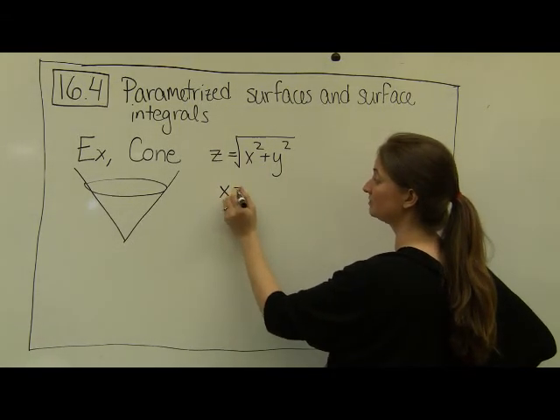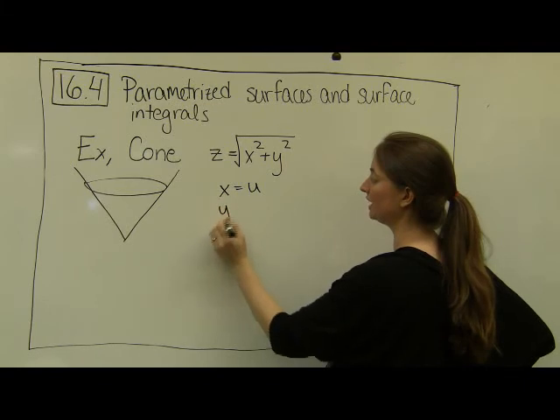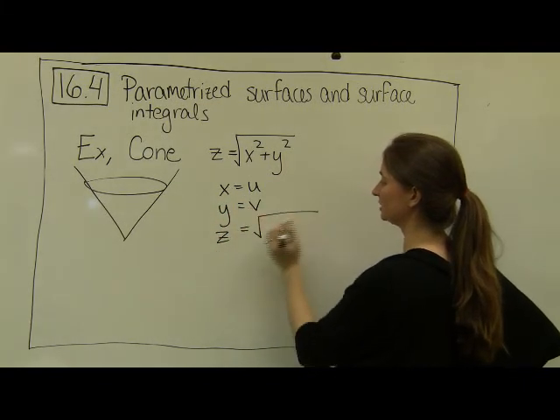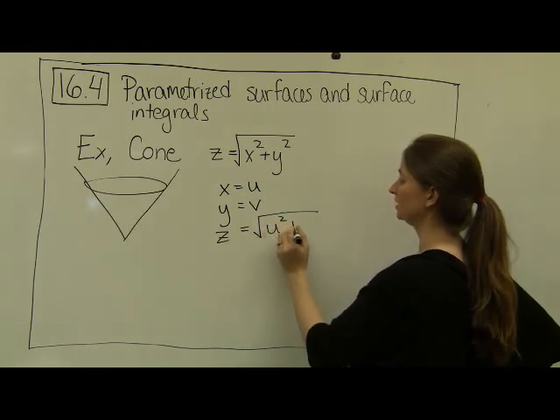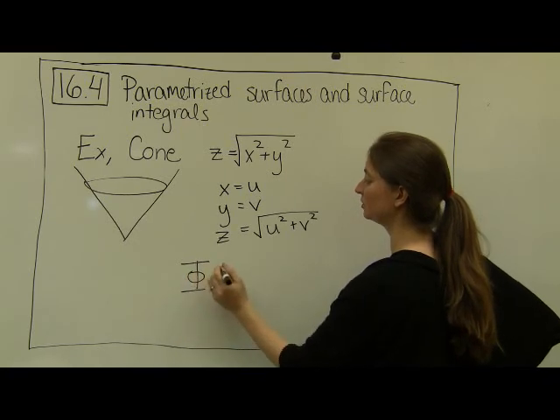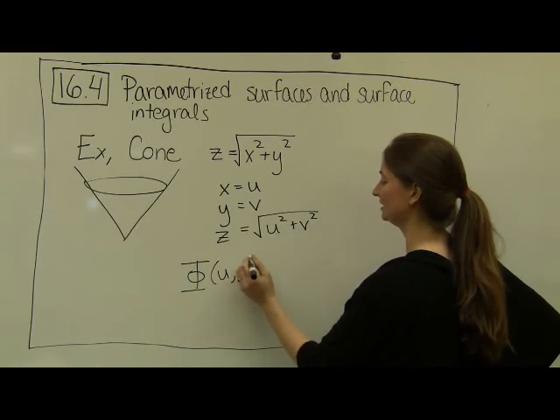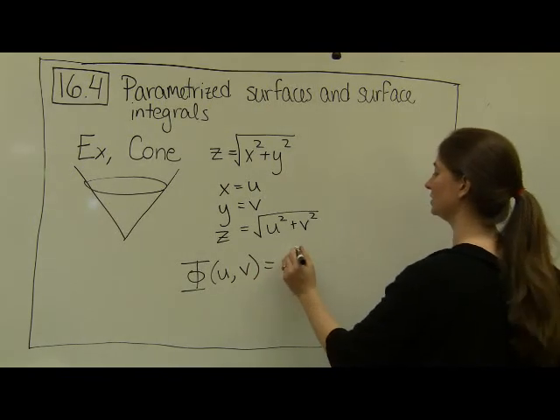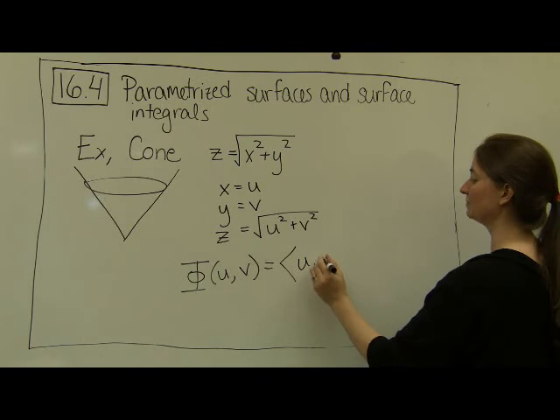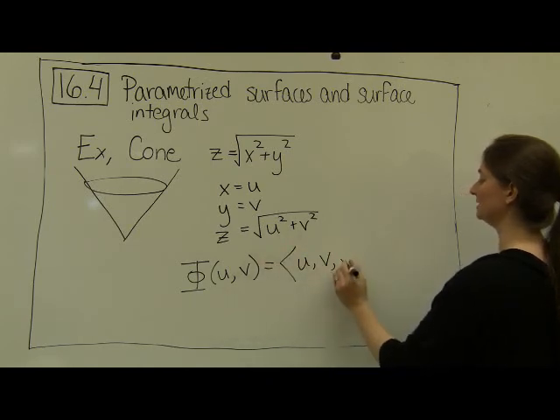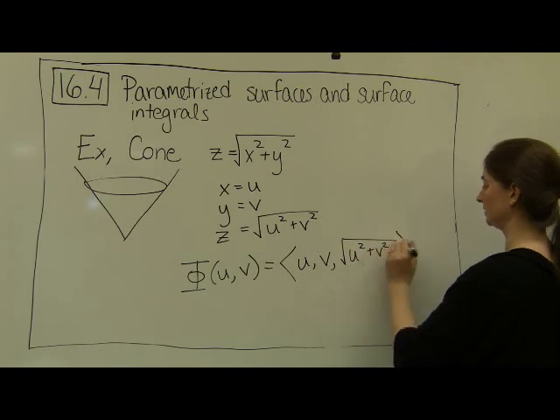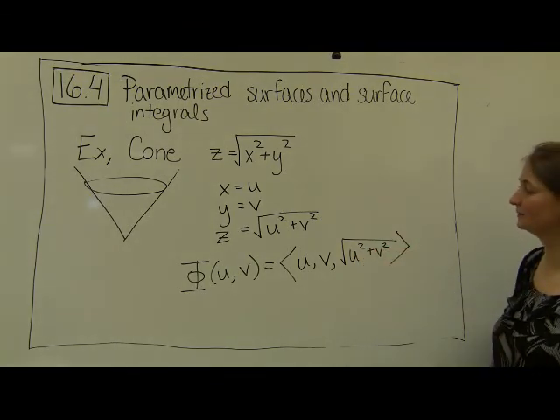I'm going to let my x be equal to u, my y be equal to v, and in that case it means that my z is just going to be equal to the square root of u squared plus v squared. And it means that my final parameterization of this, phi of u v, is going to be equal to my x component function, which is just u, my y component function, which is just v, and my z component function, which is the square root of u squared plus v squared. And that's that.